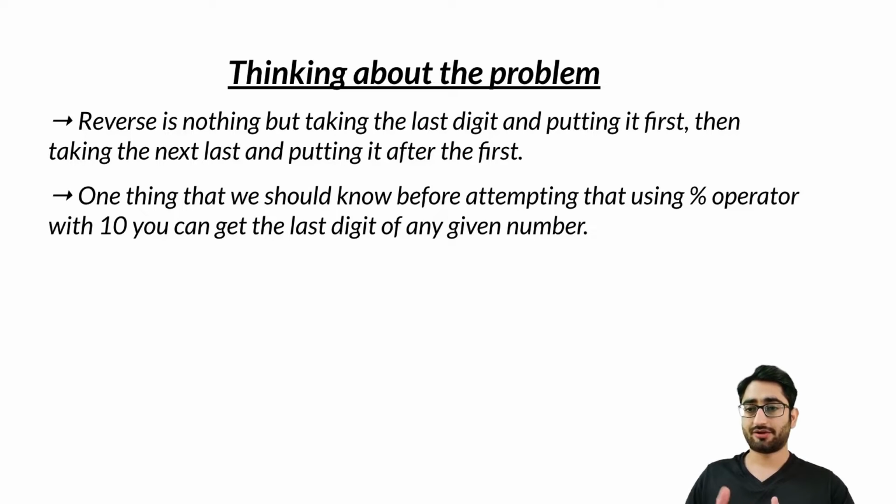All right. Another thing that we should know over here is the modulo operator that you see over here. This is the modulo operator in Java, and with the help of this operator, if you divide any number by 10, you get the last digit of the given number. So we know what a reverse is now. How can you create a reverse? You take the last digit and put it first. You take the second last and put it after it. And we also know that with the help of the modulo operator, if you use it with 10, you can get the last digit of any given number. So these are the two cues you can use to solve this particular problem.